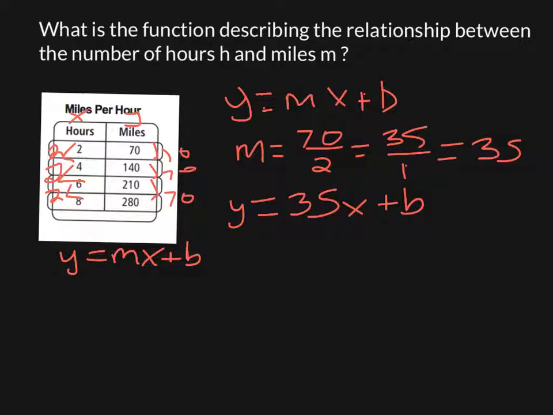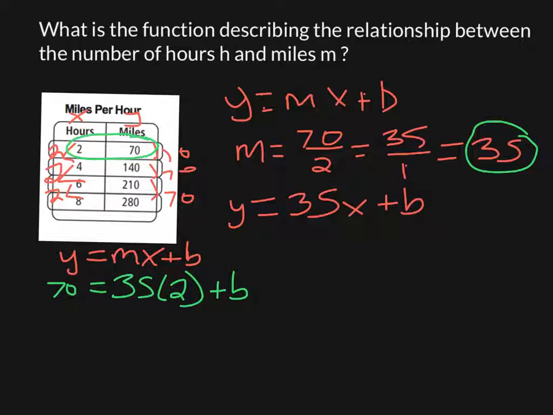What we're going to do is pick a point from our table. Let's just pick the first set of points, and plug in our numbers that we know. We have a y value of 70, our slope of 35, and an x value of 2. So we're going to solve that down for b. 35 times 2 is 70. So therefore, my y-intercept is 0.